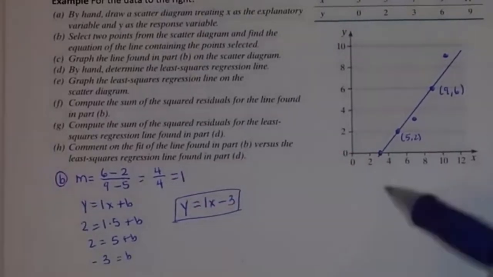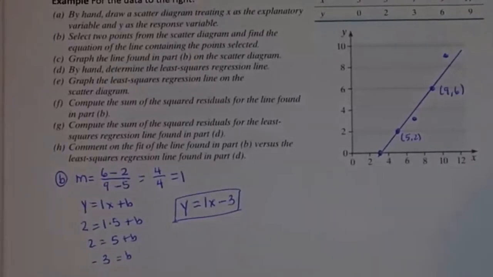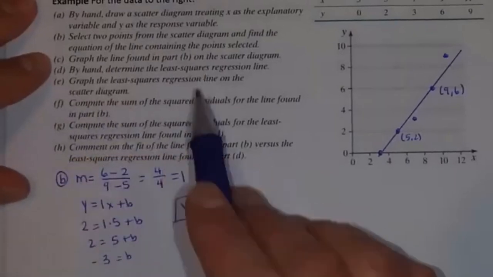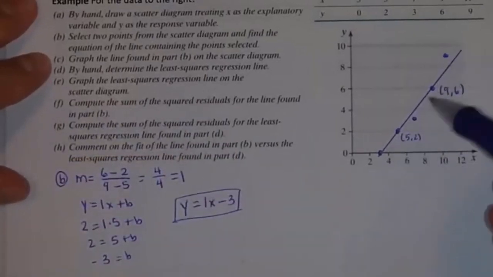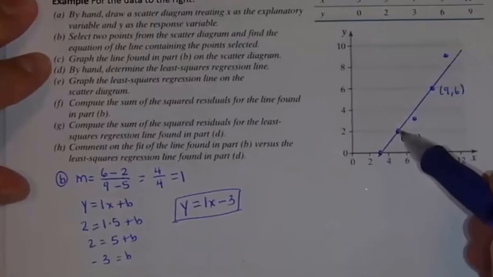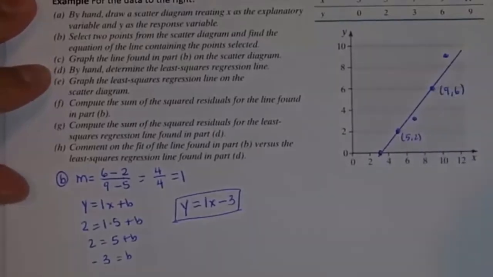Now, by the way, that looks like a line that's a pretty good fit, but it's still not going to be the best. Part C, graph the line found in part B. Well, I've done that. So that's going through that point and that point.